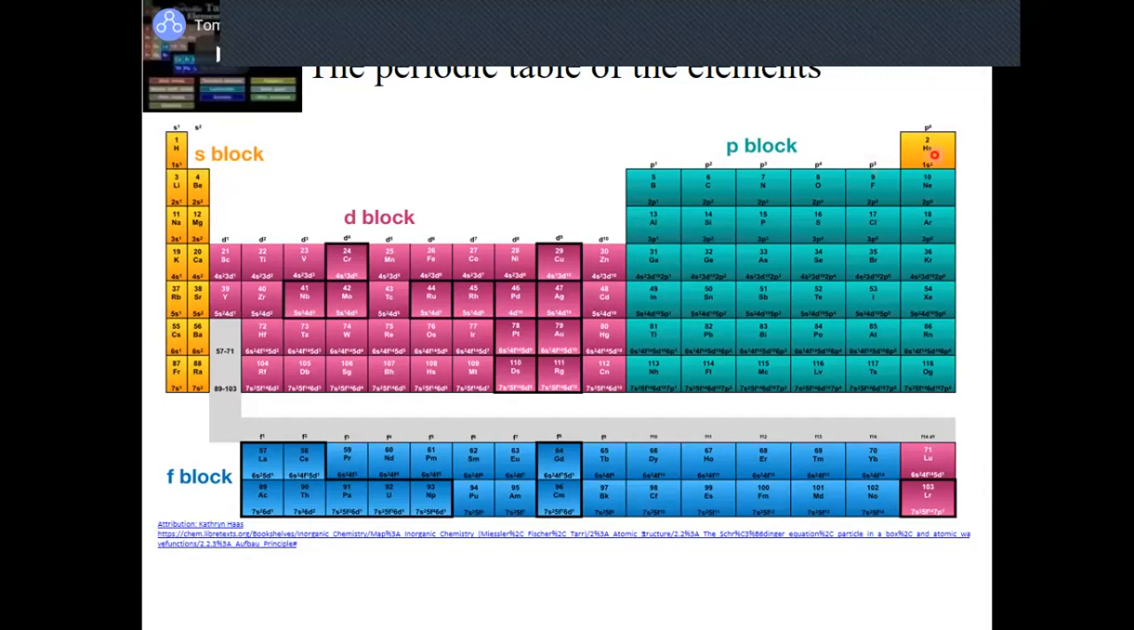And here in the last group, the 18th group, we have 6, with the exception of helium. Helium has the electron configuration 1s2. Because of that, one could also put it here above the beryllium, but that's not conventionally done.